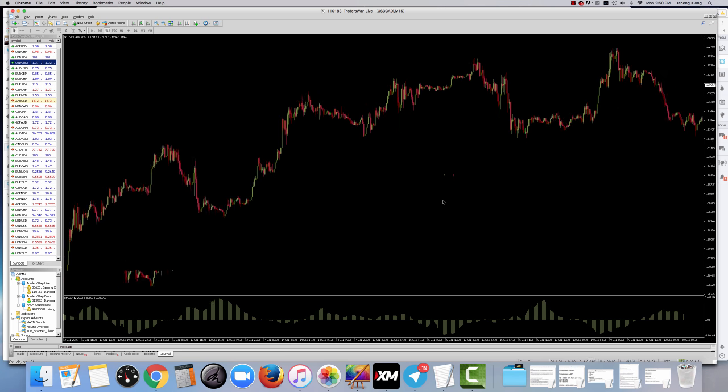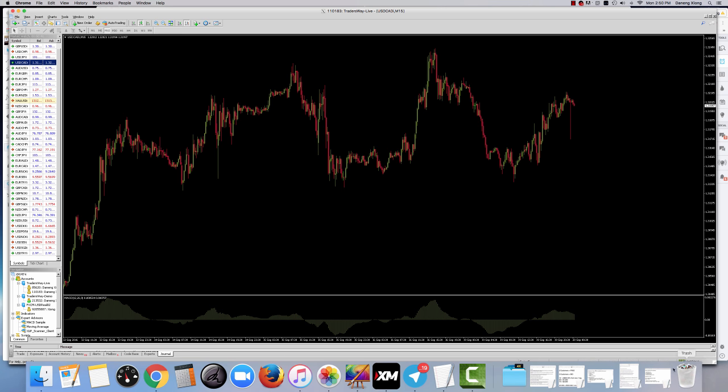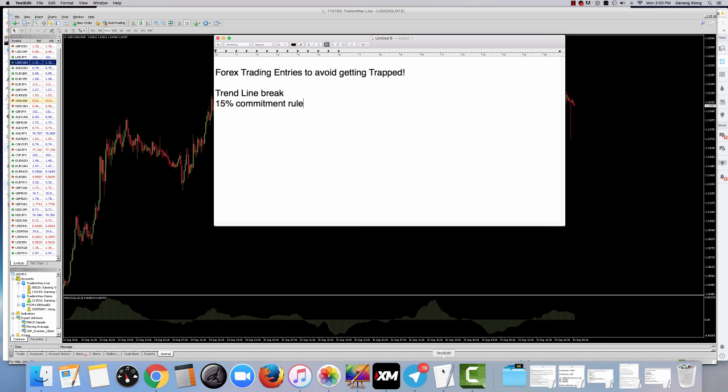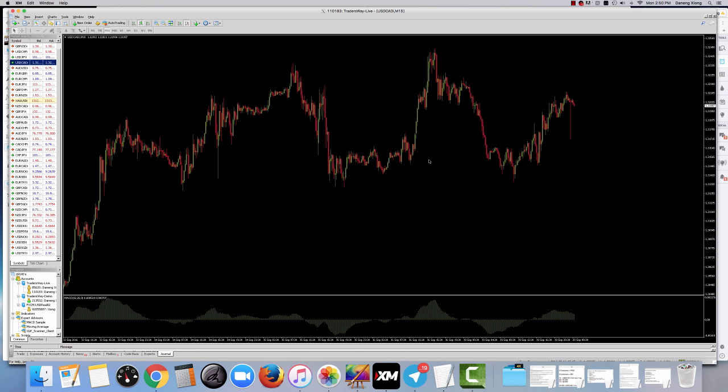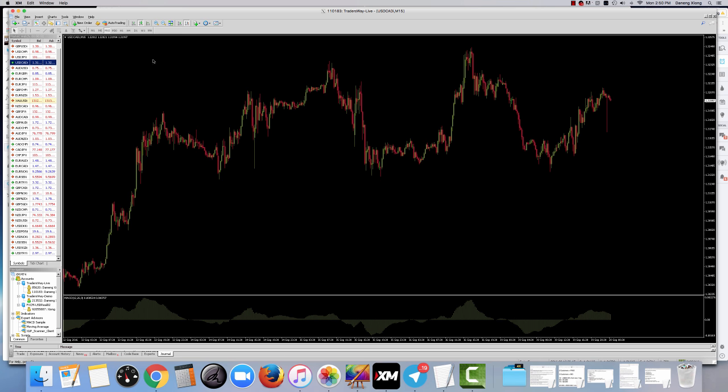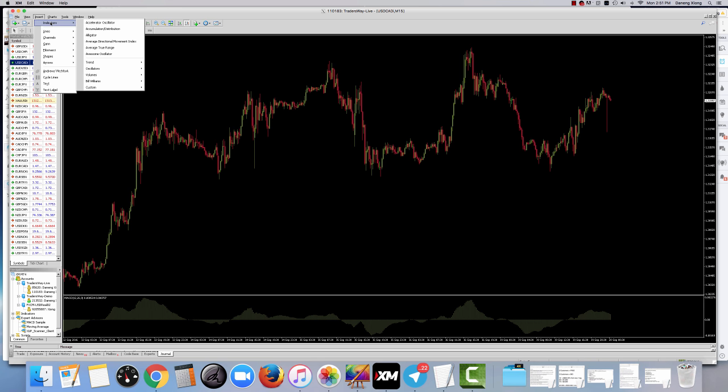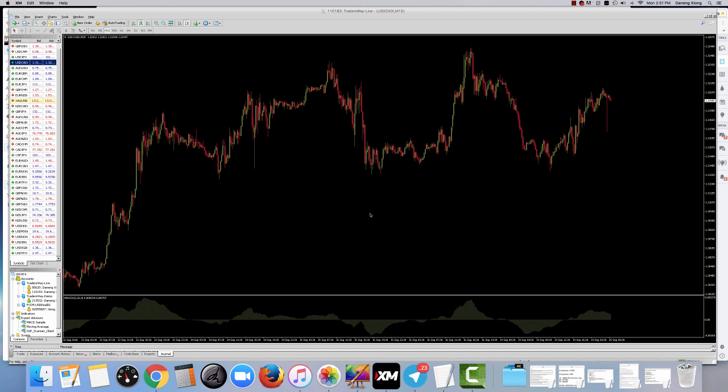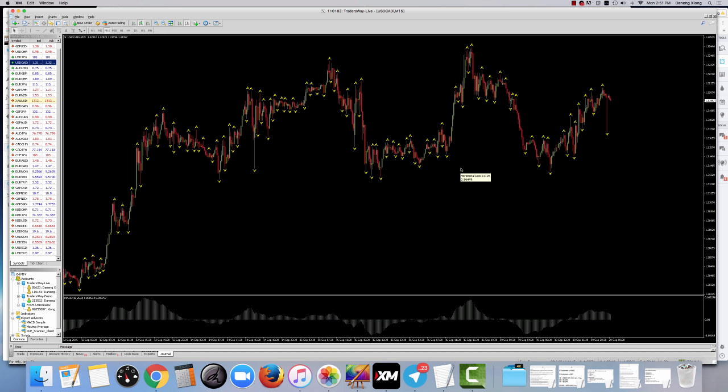Okay, so we got this right here, and the first one that I want to go over is the trend line break. So how you do a trend line break is this. I use the fractals by Bill Williams. So the first thing you want to do is just go to indicators, go to Bill Williams, then go to fractals. And I put my fractals on there. And what the fractals are is that they measure the pivot points, the pivot lows and the pivot highs.